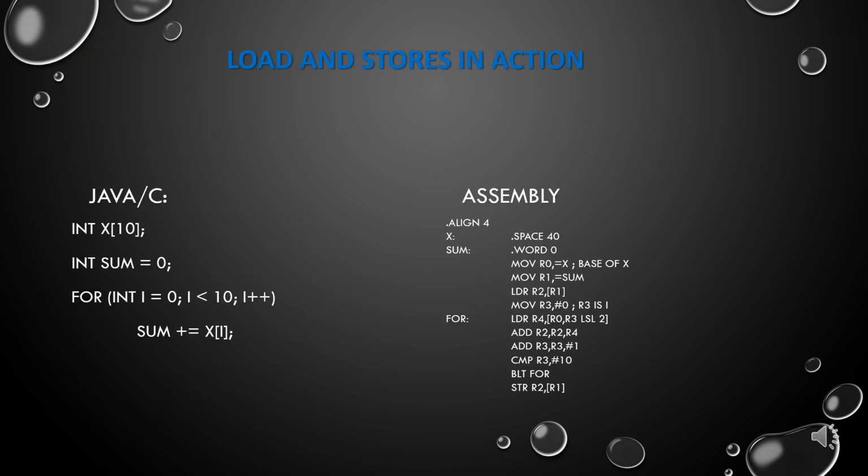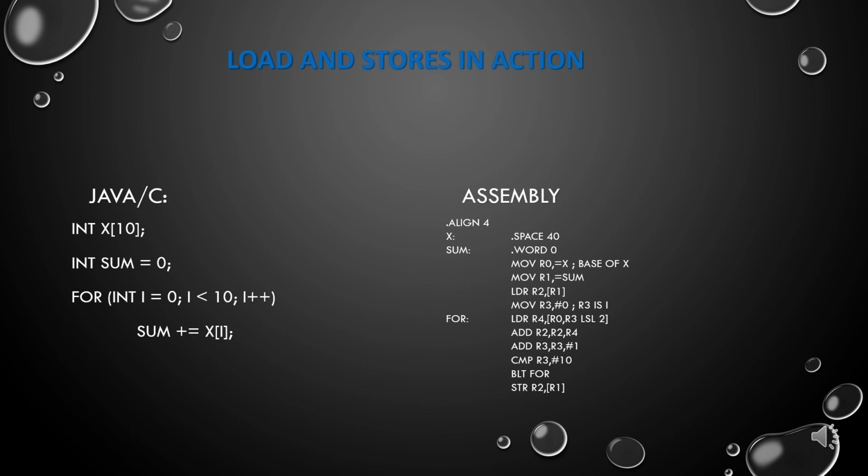So we're going to go over another example. This one showcases the load and stores in the assembly language. The C code is: we're creating a list of 10 integers, and we're initializing the sum to be equal to 0, and we're going over a for loop for i between 0 and 10, where we're incrementing the sum by the value of the object in the list at index i.